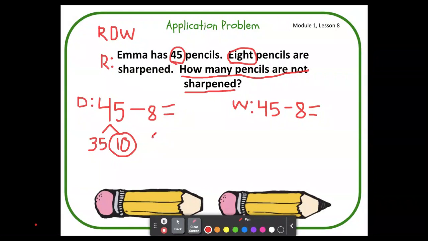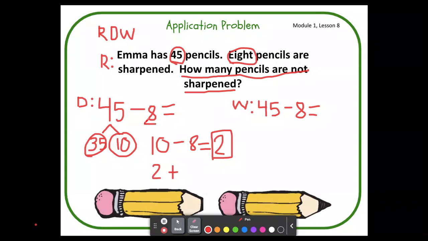The following step will be to subtract 10 minus 8. 10 minus 8 equals 2. Next step is to bring the 2 down along with the other number part, which is the 35. And we're going to add those numbers now because we've already subtracted the 8. So 2 plus 35, we can do mentally or count up. 35, 36, 37. It equals 37. So 45 minus 8 equals 37.